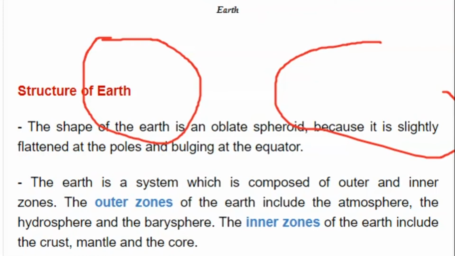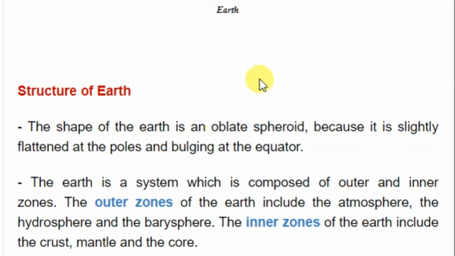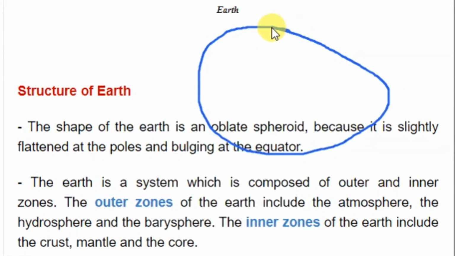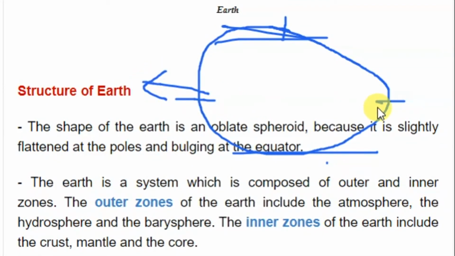I think you can't see this well, so let me illustrate the shape of the earth. It is like this one, because it is bulging at the equator and slightly flattened at the poles. Bulging means it goes this way at the equator. So that's why we are saying that the shape of the earth is an oblate spheroid.